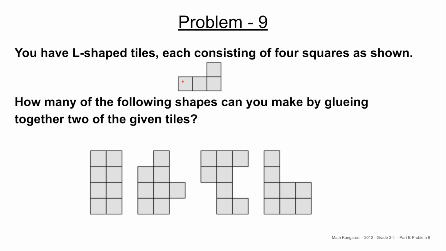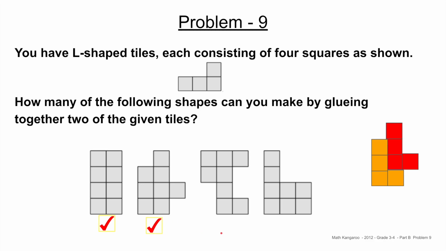Let's grab two tiles and test our first option. Can we make this shape? Let's see. Like this or this? Yes, we can make this shape. So that works fine. Now let's check the second option. So we have this L shape and this L shape. Can we make it? Yes, we can make it.